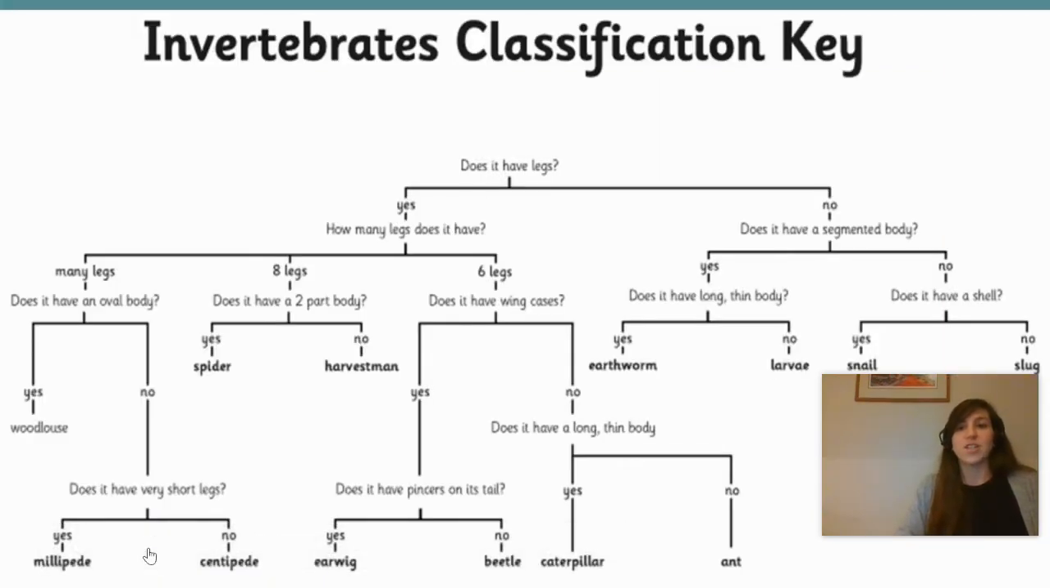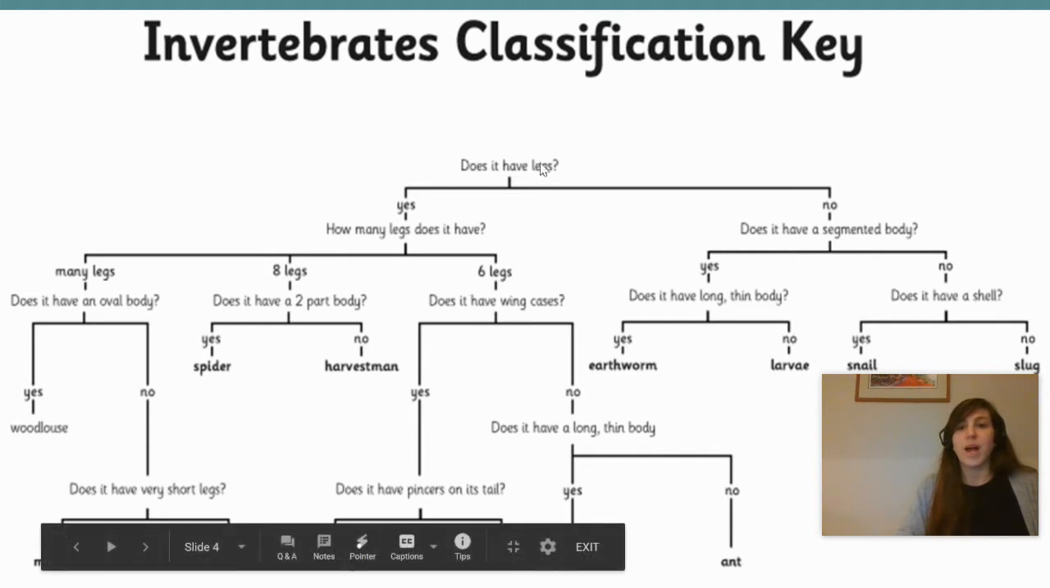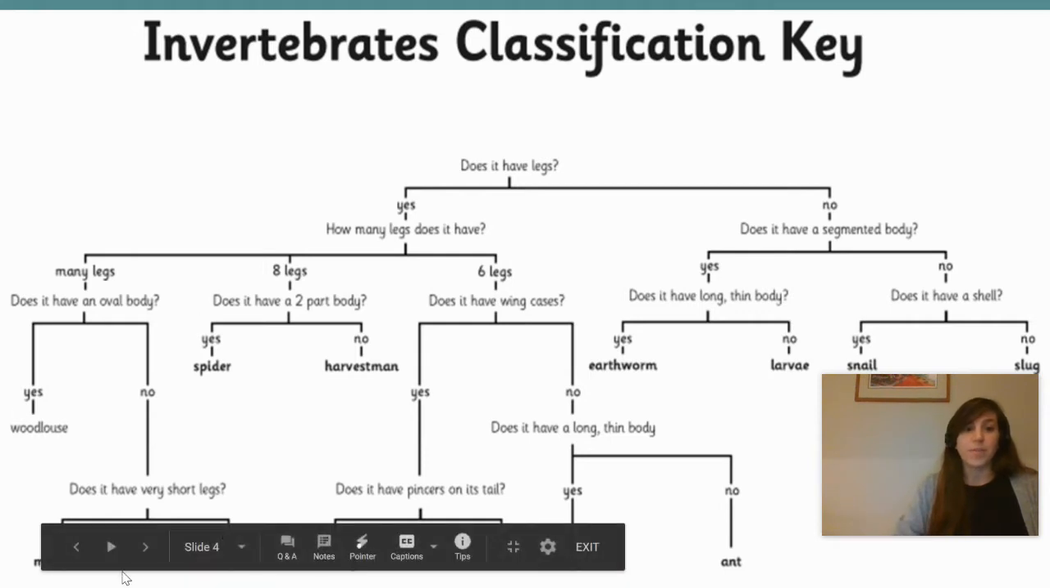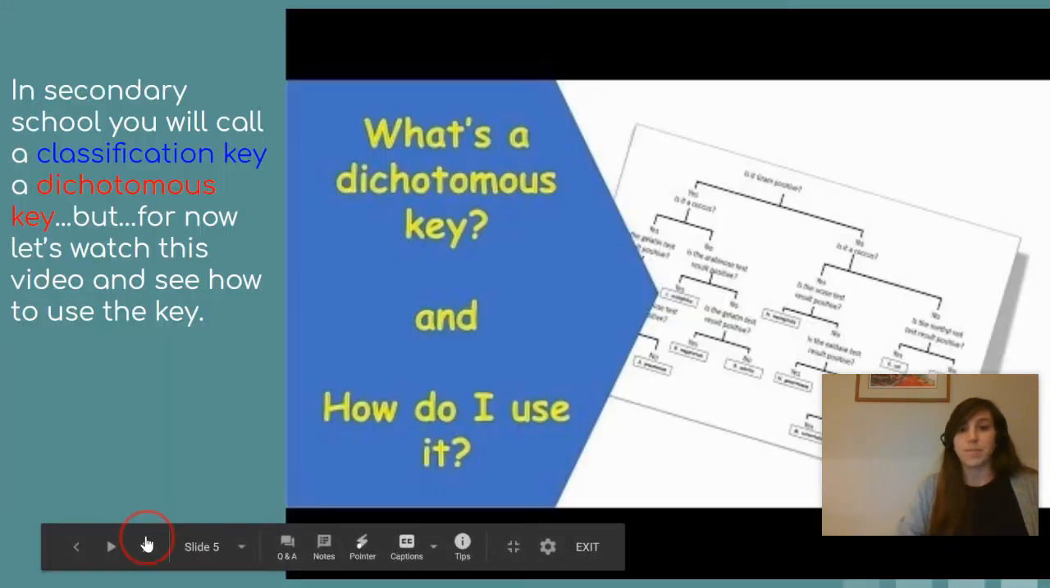This is what a classification key looks like. Do you remember it has a question at the top? You answer yes or no, and you continue down the questions in order to find the animal. The last lesson we did, you put the animal groups in. This time, they have the animal names on here, and you are going to name the animals using the key. So it's a little bit different, yet the same.